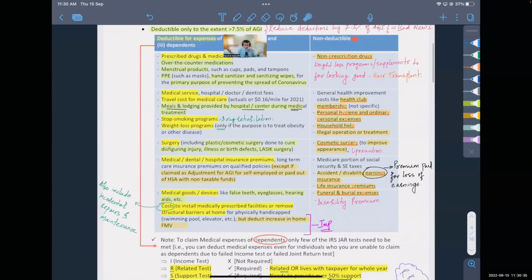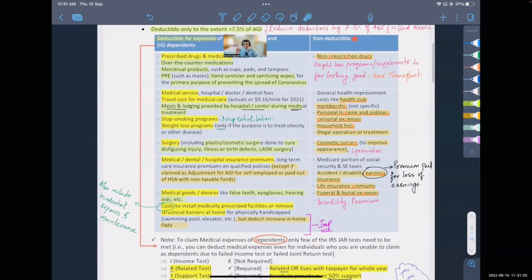Now, when you're looking at cosmetic surgery, it's something that is done in order to look good. But there could even be a cosmetic surgery to cure an accident injury, or something which is very much required by the doctor. Yes, that is deductible.